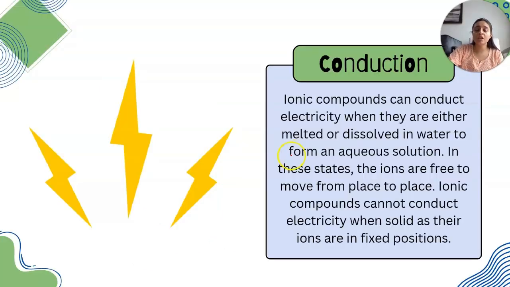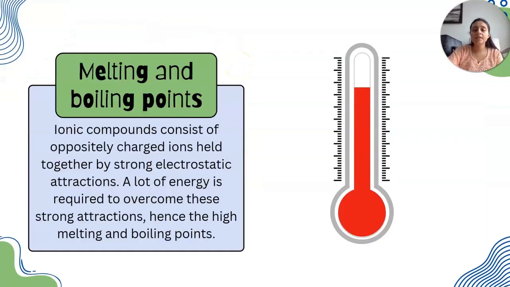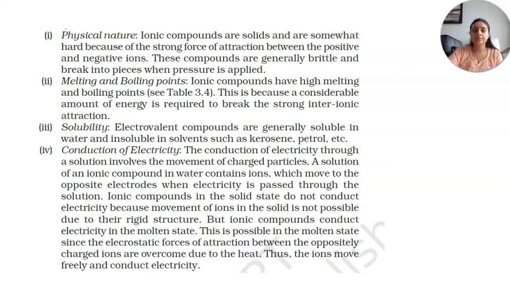Okay, I have conduction as well. And why? Because it has electrostatic force of attraction, and because of the ions present in them, these ions will conduct electricity due to their movement, right? And we have already seen why there is a high melting and boiling point. Because of the electrostatic force of attraction, it needs more thermal energy in order to break this force of attraction. So these are some of the properties of ionic compounds in your NCERT.